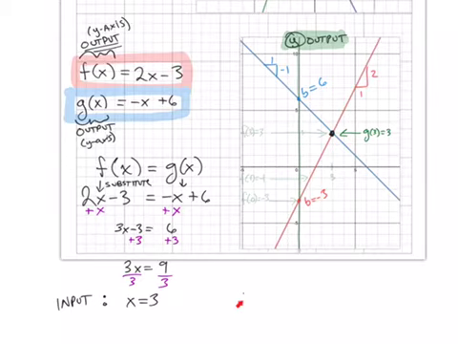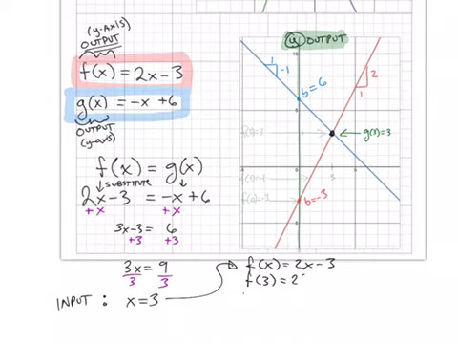Okay? And I can show that now, because if I take f of x equals 2x minus 3, and I plug in the input value of 3, I replace the variable x with the number 3, and I get f of 3 is equal to 6 minus 3, or f of 3 equals 3. So the output point is 3. Same with g of x.